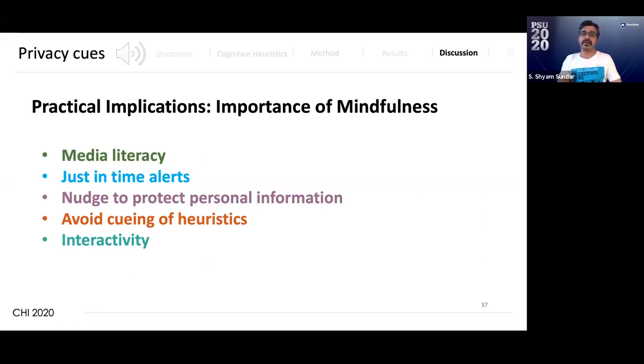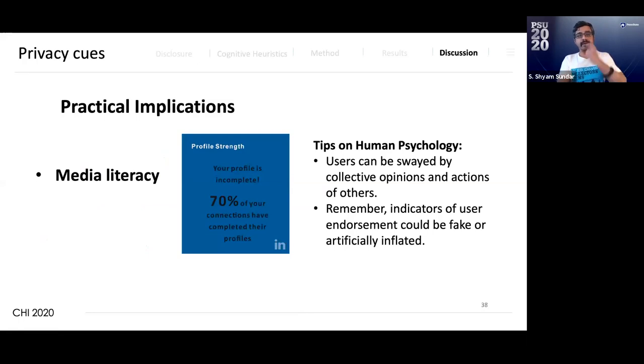Our findings reveal that online users are less mindful when they make important privacy decisions, which means it's very important to induce some mindfulness into the process by serving a media literacy function, by calling for more just-in-time alerts, design of nudges that can protect private information, curtailing the cueing of heuristics even, and providing more opportunities for interactivity. Media literacy is a major design need. Online media users should become more aware of the fundamental discovery that they may be swayed in their decision-making by interface cues that prey upon commonly held beliefs.